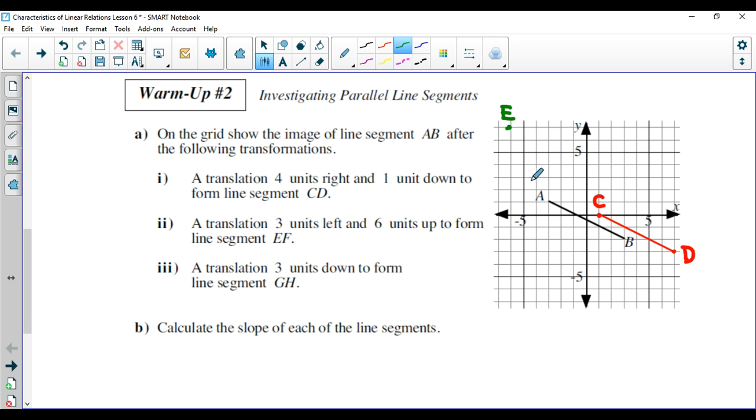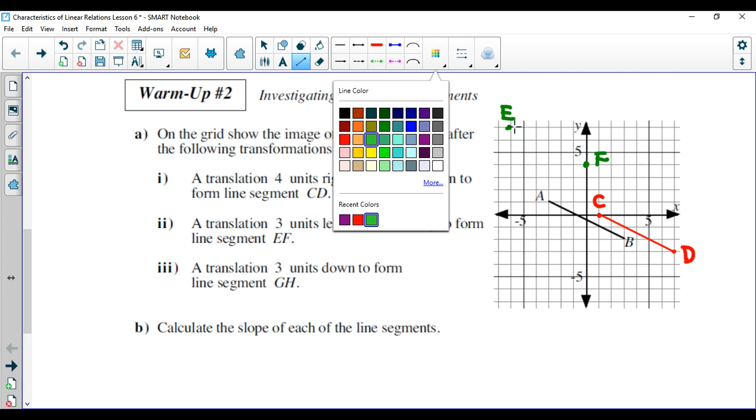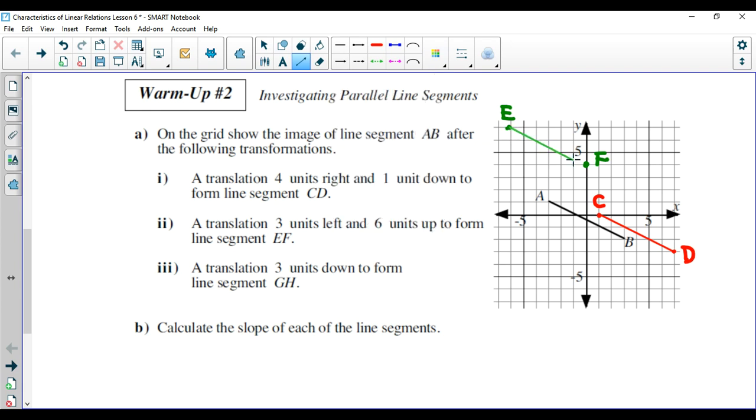Point F, I'd form by taking the vertex B and doing that translation. So 3 left, 6 up: 1, 2, 3, and then 1, 2, 3, 4, 5, and then 6 would be located at this position. Okay, so that's going to be point F. And then let's just draw that line. Make sure I got the right color. Okay, and let's go from point E to point F here.